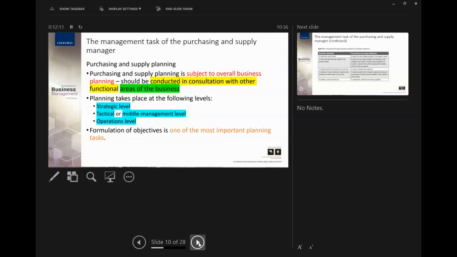Then here, the management task of the purchasing and supply manager. All right, so purchasing and supply planning is subject to overall business planning, okay? It should be conducted in consultation with other functional areas of the business, okay? So planning takes place on the following levels. You've got the strategic, which is the very top. Then you've got your middle management level, and then obviously the operational level, okay? Formulation of objectives is one of the most important planning tasks.